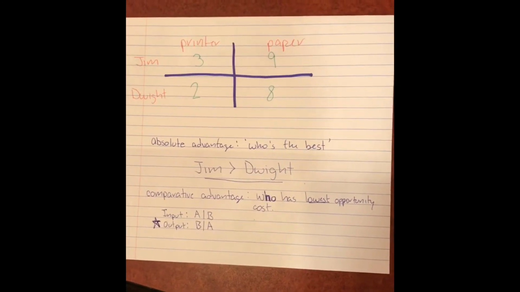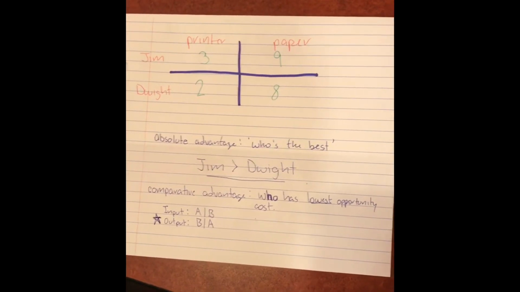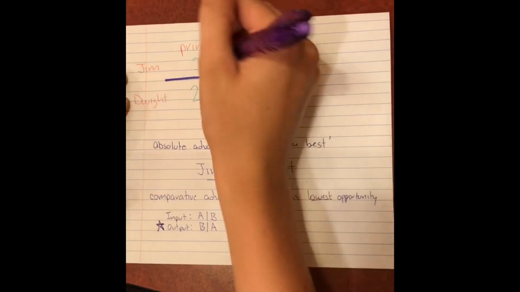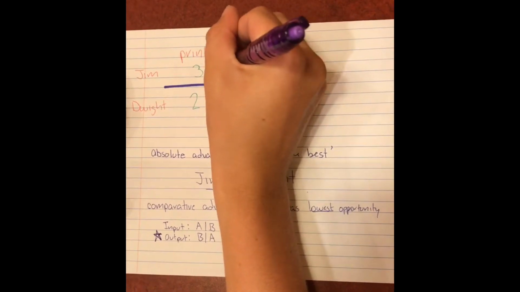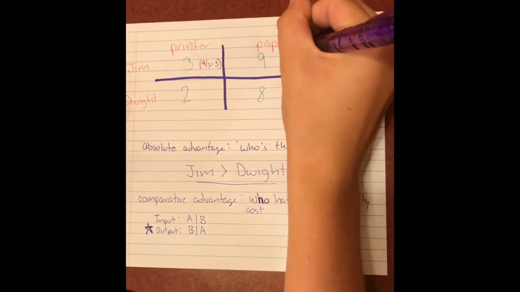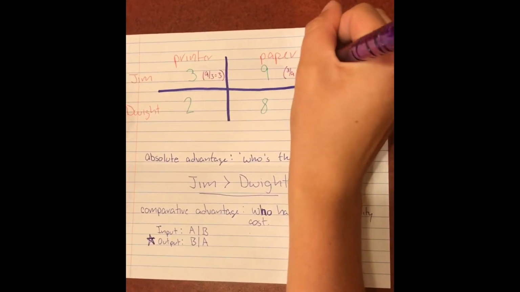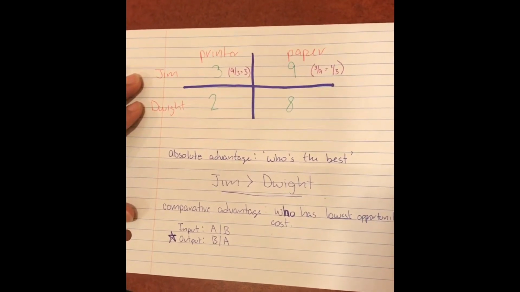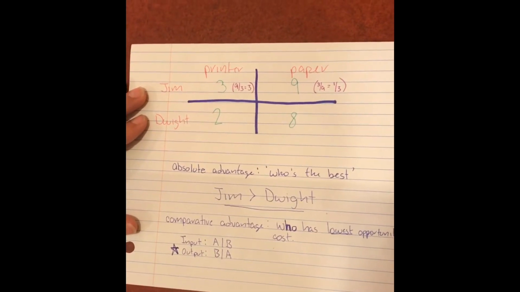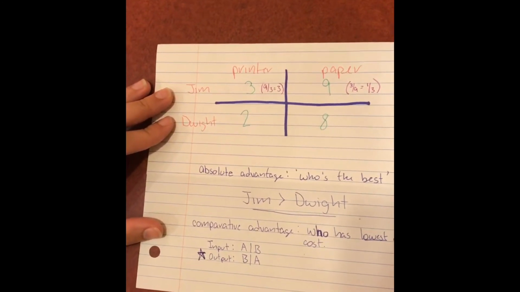So, using our ratios, we can figure out that Jim's opportunity cost for 3 printers is 9 over 3, or 3 units of paper, and his cost for 9 units of paper is 3 over 9, or 1/3 a printer. Remember, use the ratio of B over A, the second item you are comparing, over the one you are looking for the opportunity cost on. Now go ahead and try to figure out the opportunity cost for Dwight.